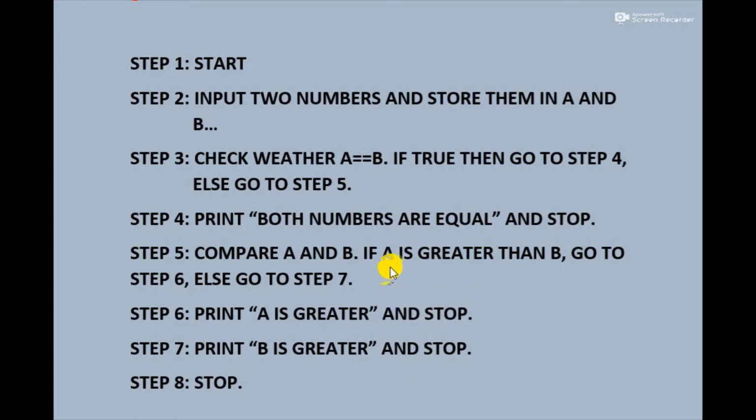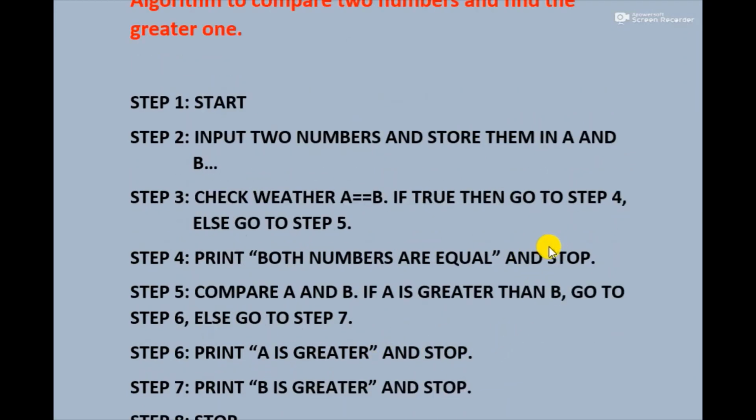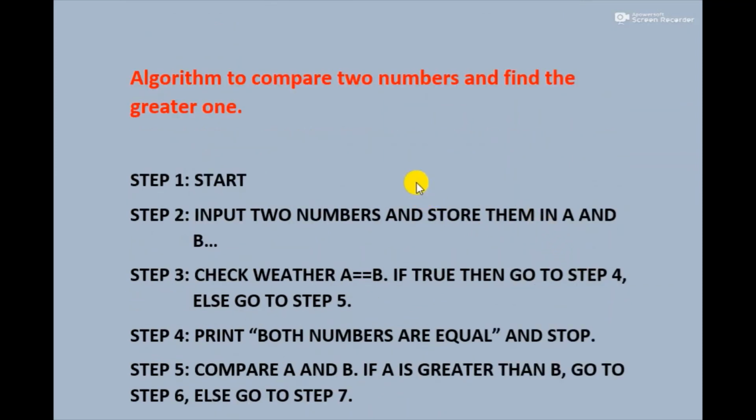But if A is not greater than B, else go to step 7, and step 7 contains B is greater, and stop. In that case the result will be B is greater. So this is the algorithm by which we can compare two numbers and find the greater one.